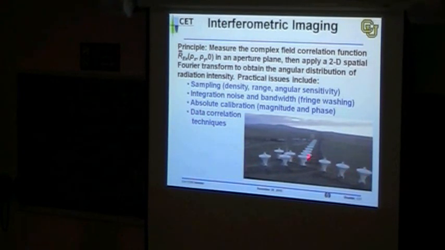Here's the interferometer in New Mexico that we all know as the Very Large Array, the VLA. And this provides astronomical imagery. But you can take the same technique, put it in geostationary orbit, turn it upside down, and image the Earth with that.